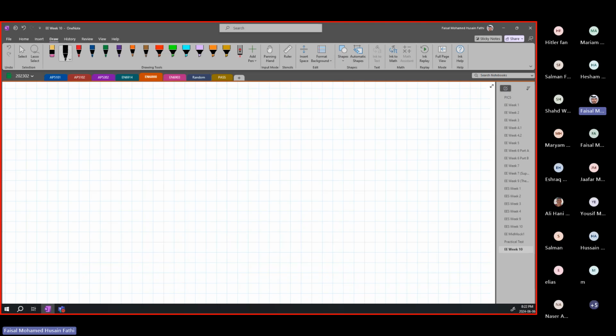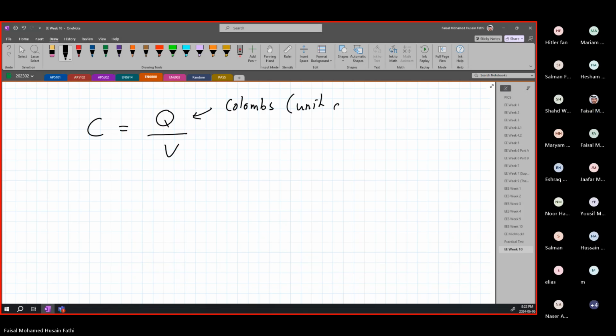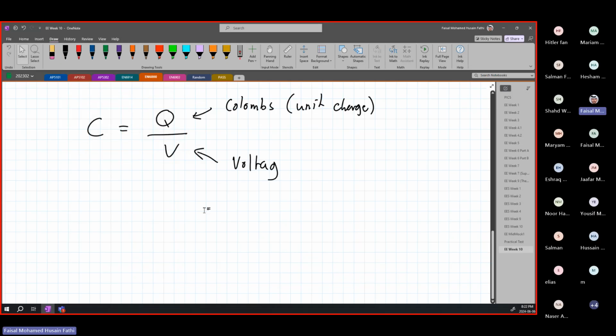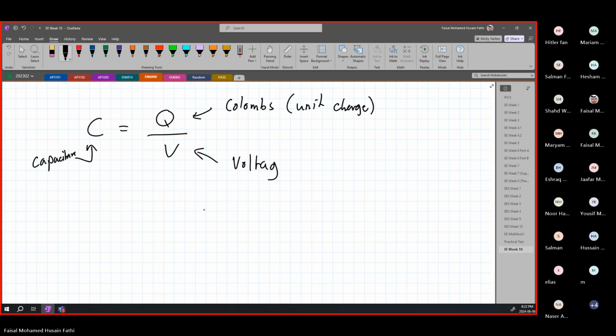What you guys need to know is that the capacitance stored in a capacitor is known as Q over V, where Q is your coulombs, which is the unit of charge, divided by the voltage of the capacitor itself. And this is your capacitance. This is the most important equation you guys need to know. This is very similar to the idea of V equals IR, but for capacitors, all right?